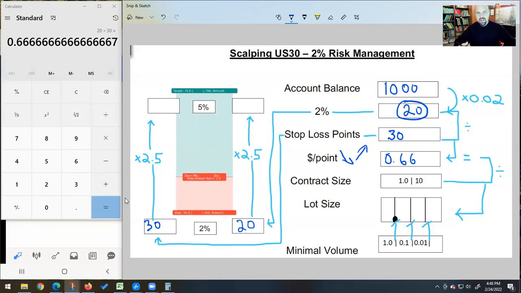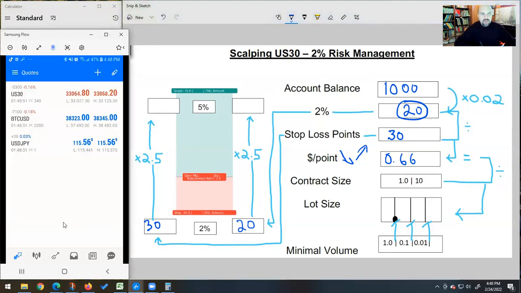What is the broker's contract size? It's broker dependent, depending on the broker you use. The contract size and the minimum volume, you don't have to look up every single time. The only time you look it up is if you're changing brokers. Once you have the numbers, that's it. So how do we find that out? Let's go to the phone.